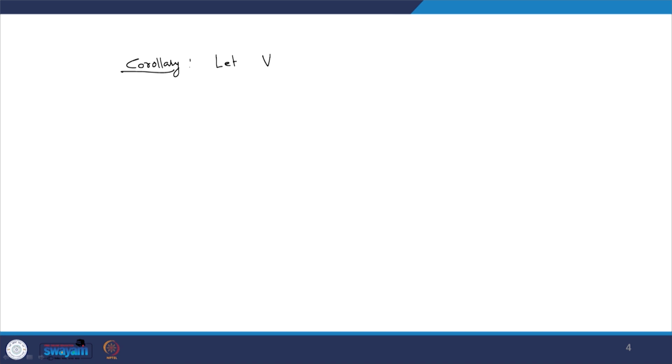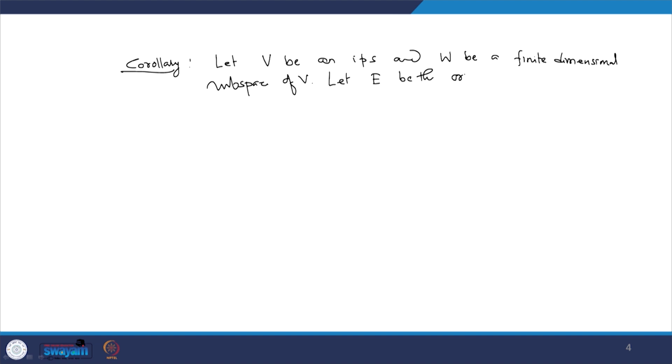Let V be an inner product space and W be a finite dimensional subspace of V. Let E be the orthogonal projection of V on W.